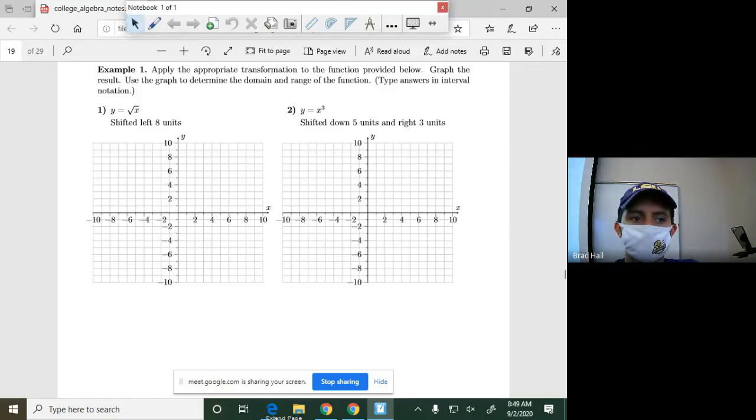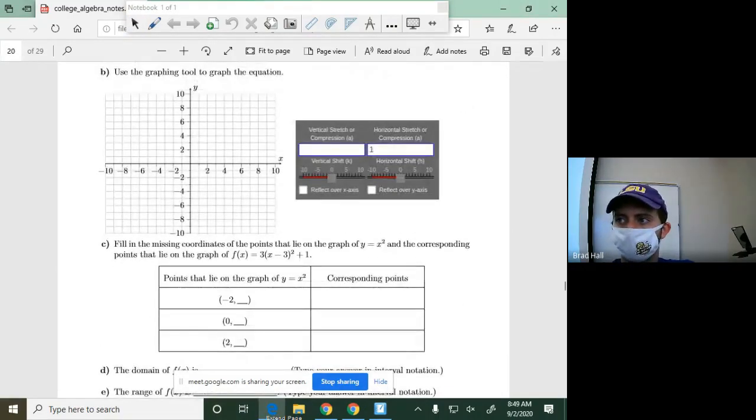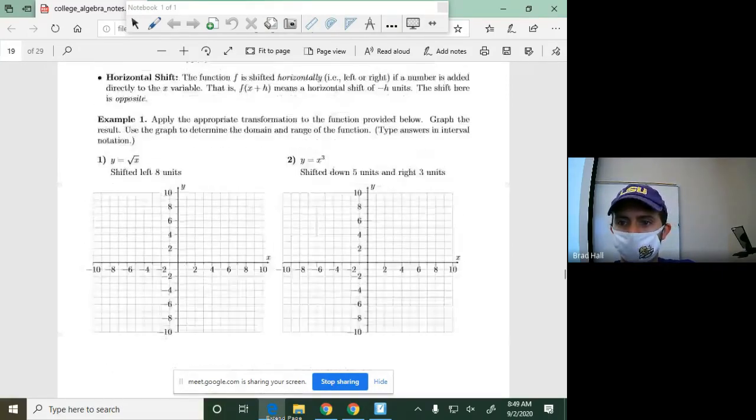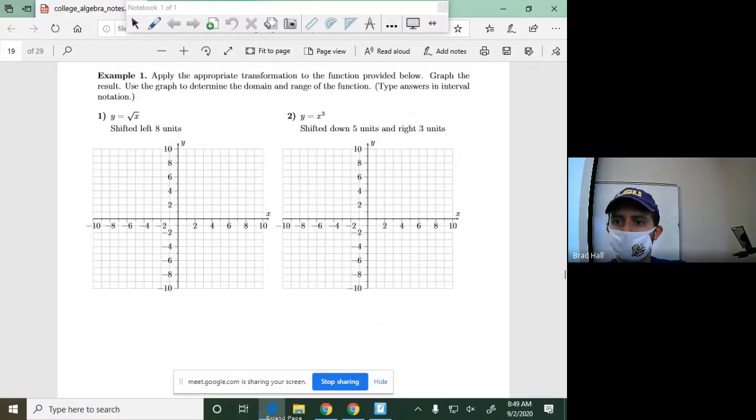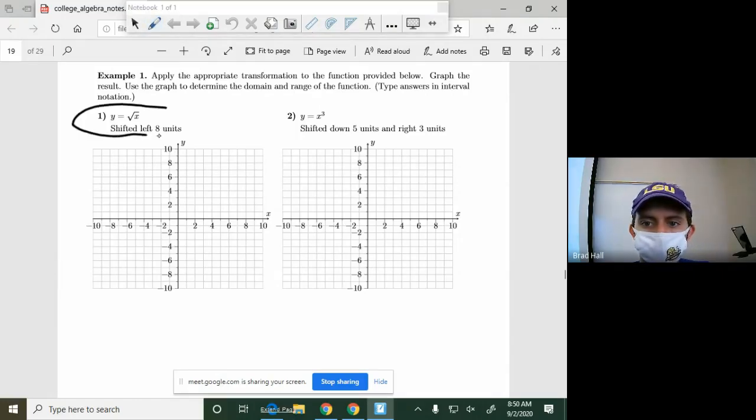And for some problems, it'll give you that little box I have on the left side of the screen, which we'll talk about when we get there. So example 1, we are going to apply the appropriate transformation to the function provided below. So for problem 1, y is equal to the square root of x, and this is shifted to the left 8 units. Well, the first thing we want to do is figure out how that looks on the graph.